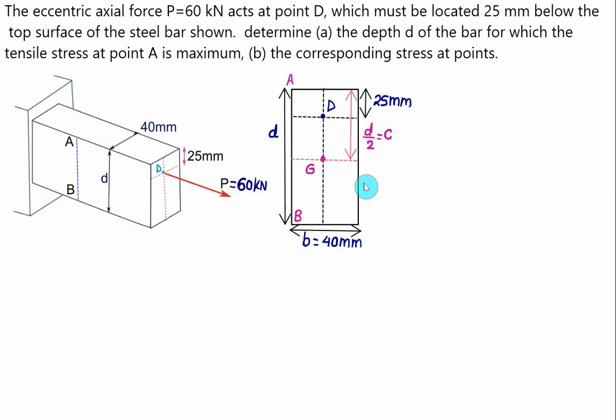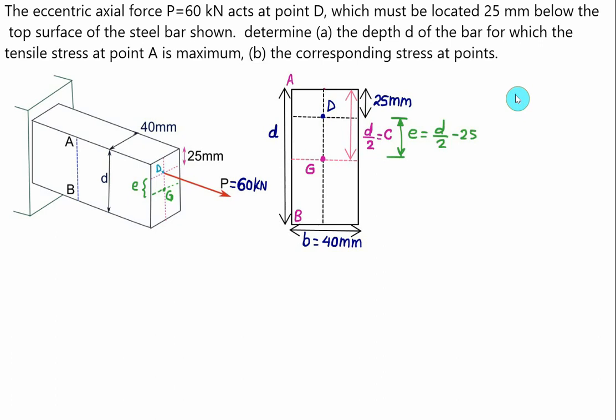If I locate the point G here, I have to locate the centroid first. So this is the centroid, equal to G. Then this distance is the eccentricity. The top distance is D by 2, minus the distance from top fiber A to point D, which is 25. So we have E equal to D by 2 minus 25 mm.